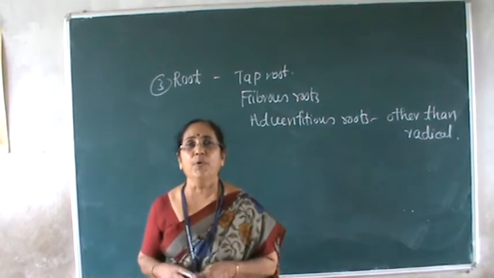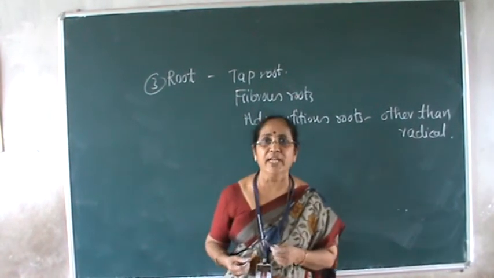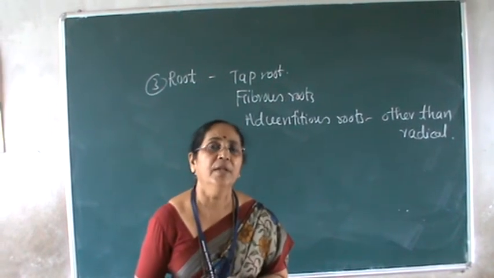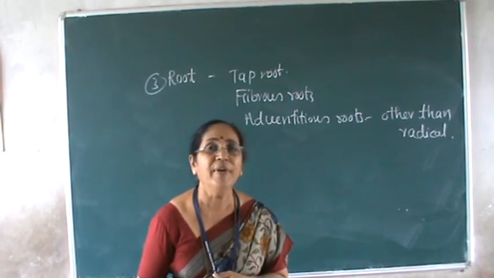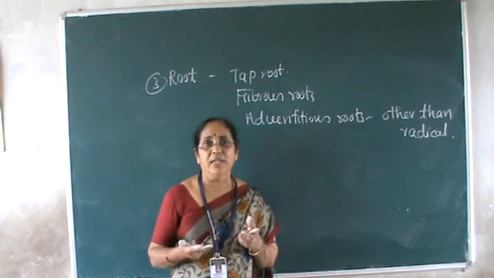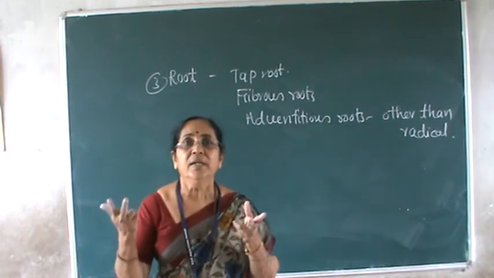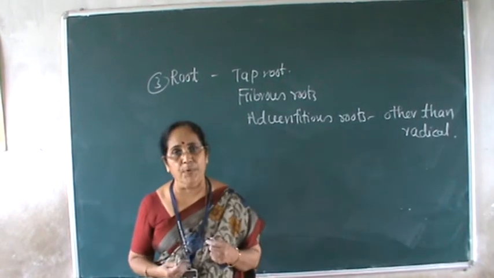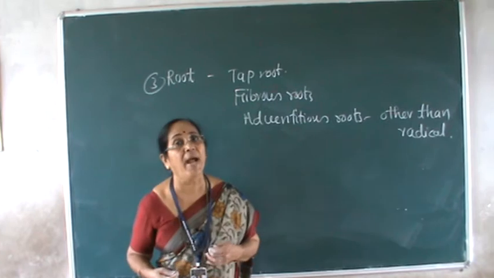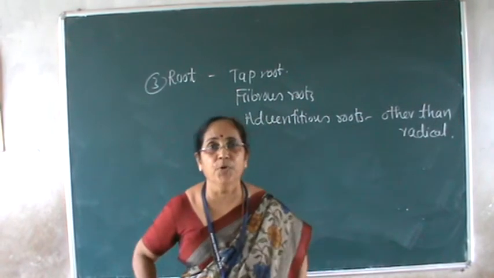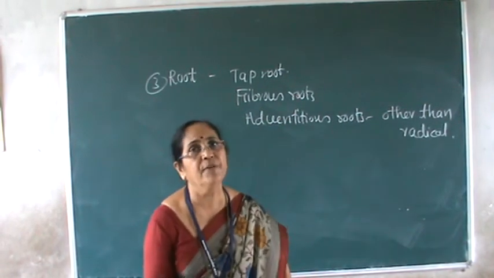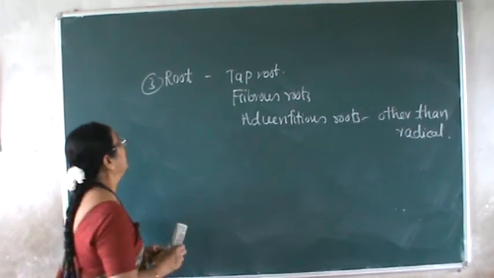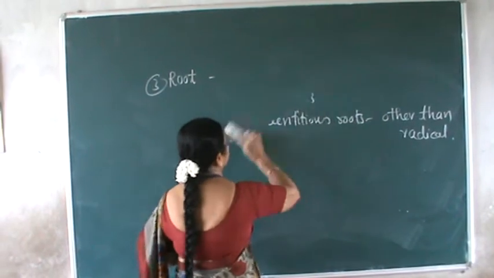It may be a taproot modified for storage, as it is found in case of carrot, beetroot and radish, etc. Many times the tuberous roots of sweet potato are a modification for storage purpose. In banyan tree, the adventitious roots are modified to provide mechanical support to the plants. Climbing roots of betel vine also provide mechanical support to the plants. And this is to be mentioned if you find that kind of modifications in the plant. Okay? Then the next part of study is with respect to the stem.